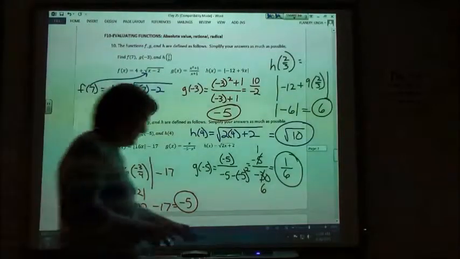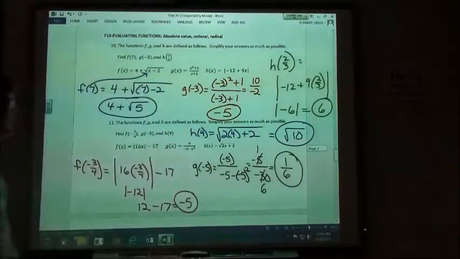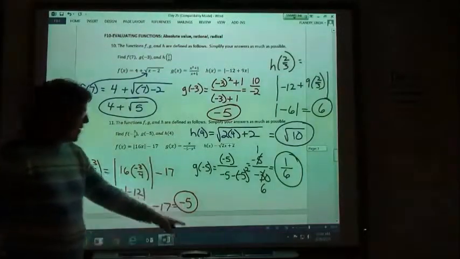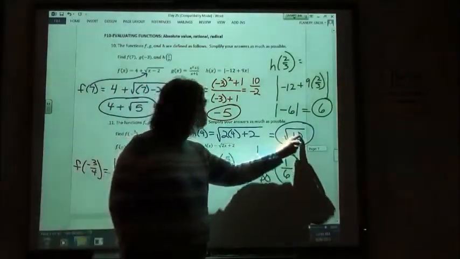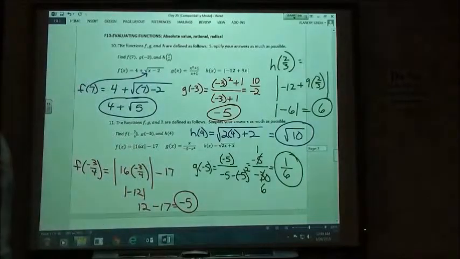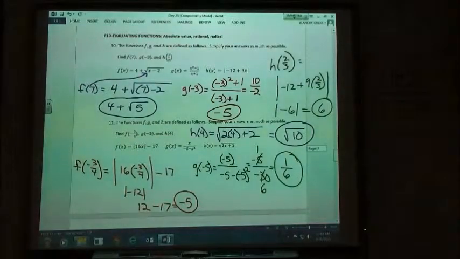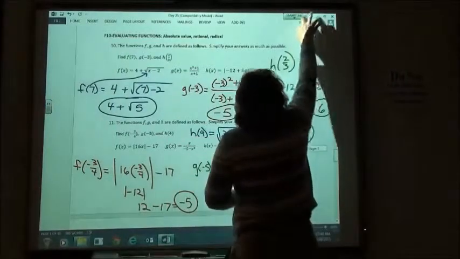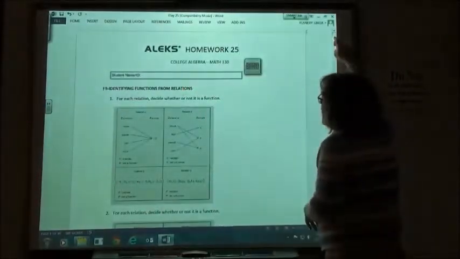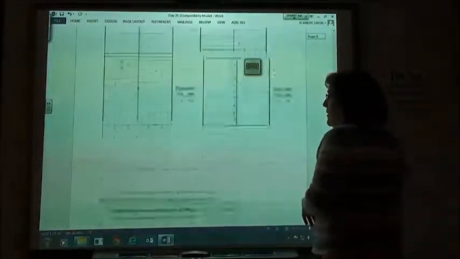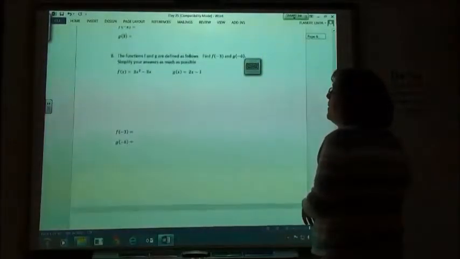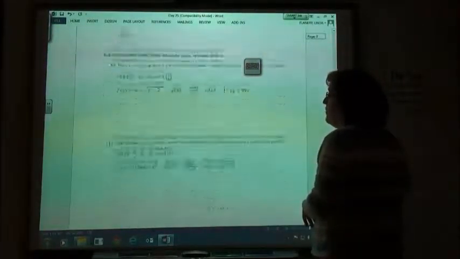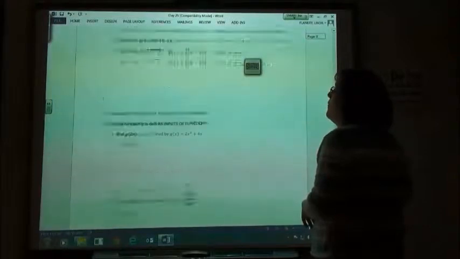So when I'm plugging this into the computer, am I just plugging in the answers? You're going to do -5, 1/6, and square root of 10. Yes, you're just going to plug those answers in. They'll have f of 7, f of -3, whatever one you're doing, and you'll just put the number in. Let's see, that was number 11. So we're on number 12.